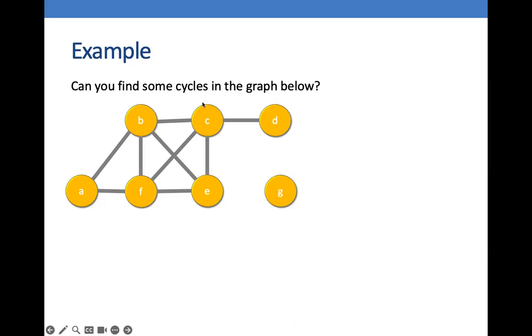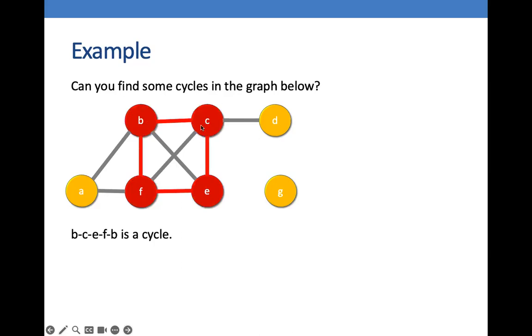Is there a cycle between C and D? No, because our restriction is that the number of vertices must be greater than or equal to 3. In this case, we only deal with 2 vertices. And if we go from D to C, there is no way for us to go back. Okay? Now, here is an example of a cycle.